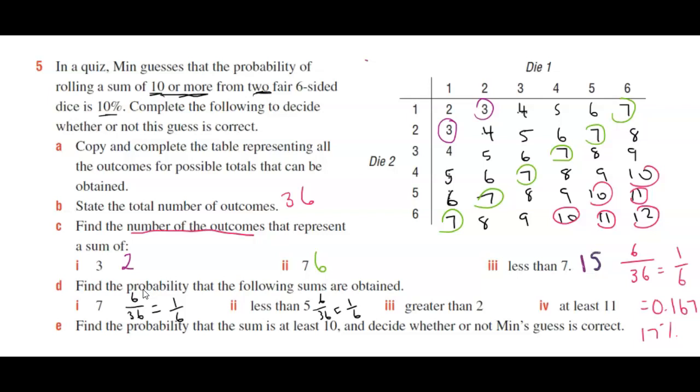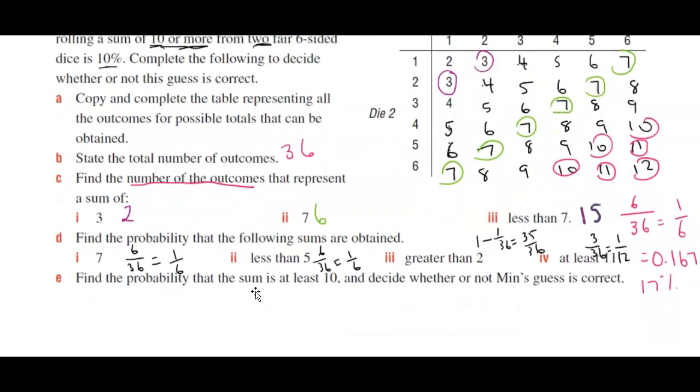Greater than 2. Now, this is easier to do 1 minus what you don't want. So we'll do 1 minus just the 2. So 1 minus 1 over 36, which gives us 35 over 36. At least 11. So we want 11 or more. So it's going to be 3 over 36. That's 1/12. Sorry, I feel like I'm writing all over the page here.